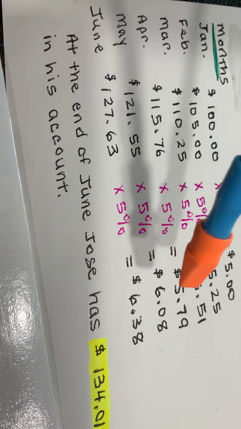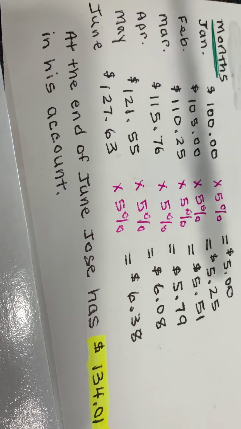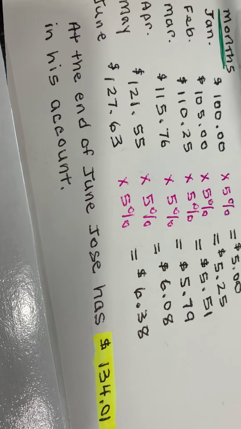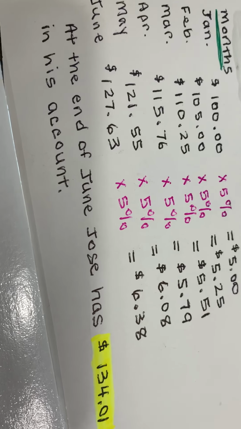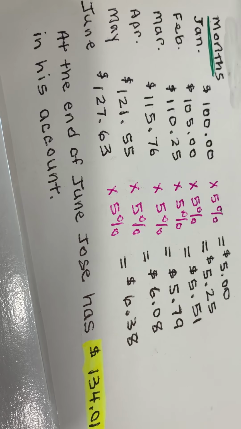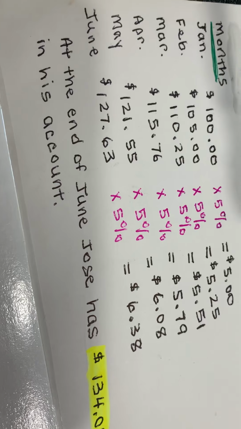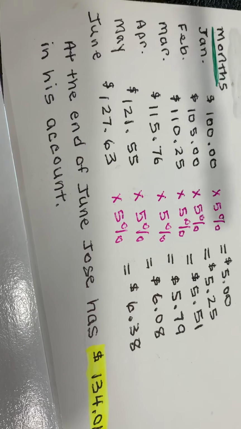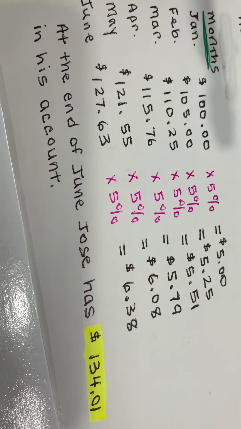So what Jose started with $100, after 6 months of an interest rate of 5%, he now has $134.01, 1 penny. And he didn't even do anything. He didn't do any extra work. That's how interest works. Interest upon interest upon interest is called compound interest, and it's an investment tool that allows you to make more money.